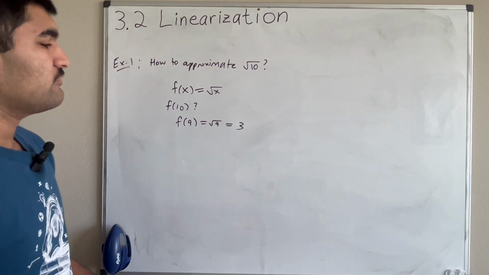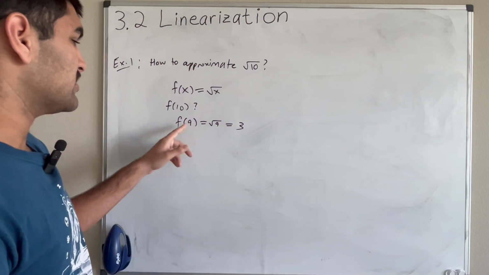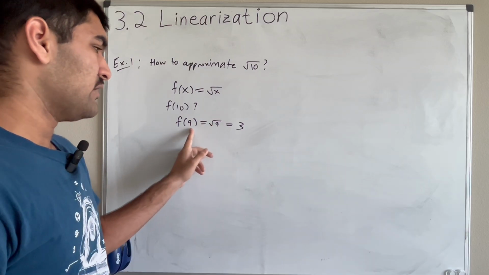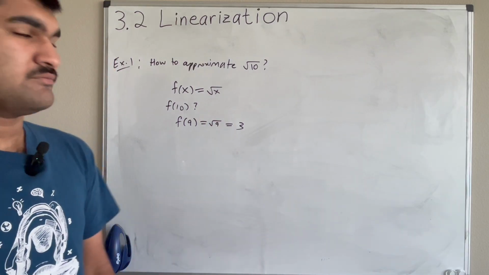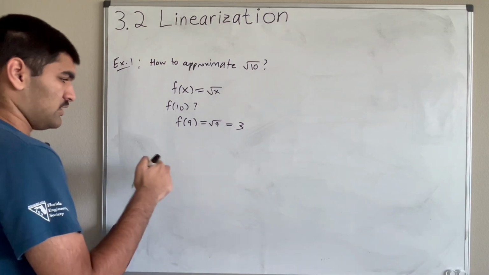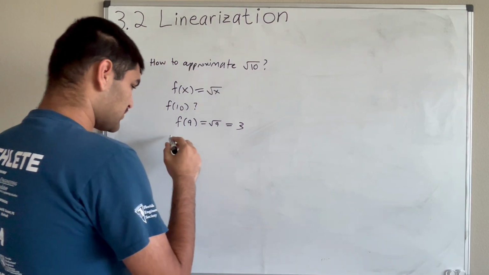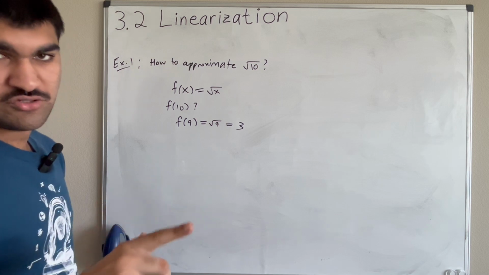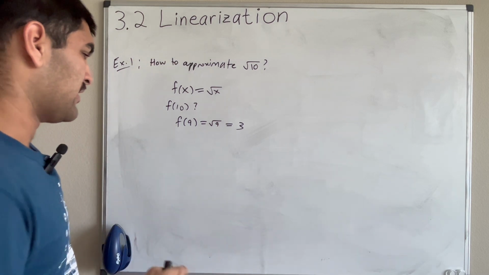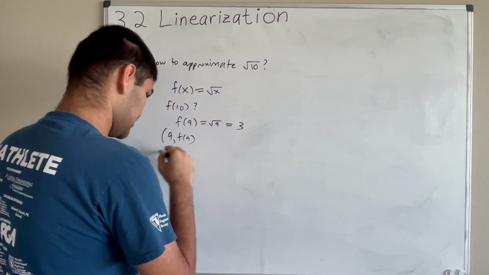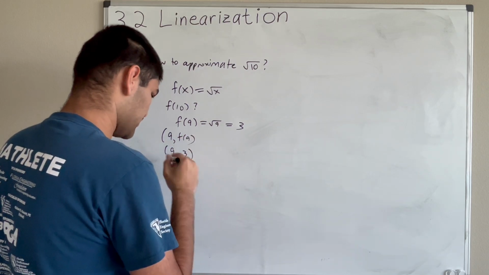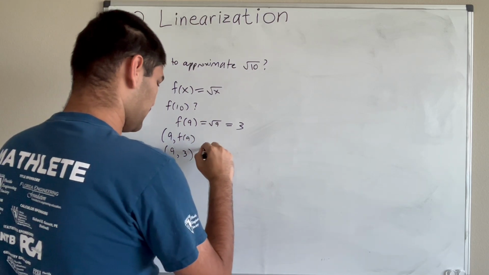So maybe if we can find the linearization of f at x equals 9, then we can use that linearization to approximate f of 10. So that's what we're going to do. Remember, for linearization, you need two things. You need the point that you know is going to be on the line. So in this case, we have 9 comma f of 9, which simplifies to 9, 3, because f of 9 is just 3. And then we also need the slope.